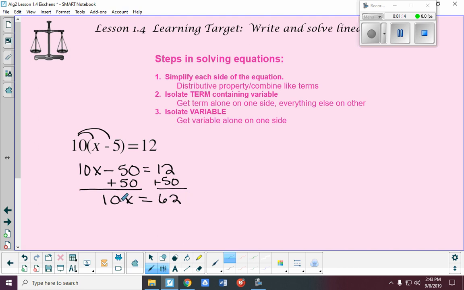And now, lastly, we have the x right here. We want to isolate the variable. So right now, the x is getting multiplied by 10. So the opposite of multiply is divide. So x is equal to 62 divided by 10, which is 6.2, or you could reduce your fraction and leave it in fraction form too.